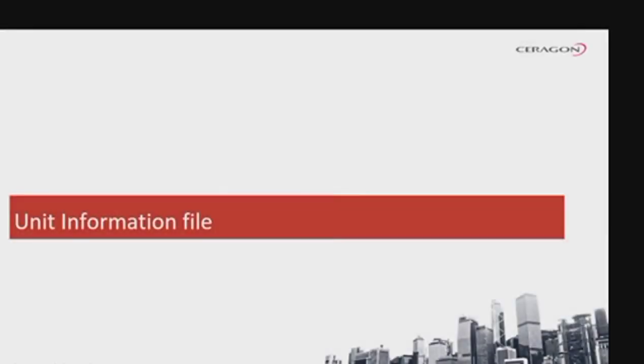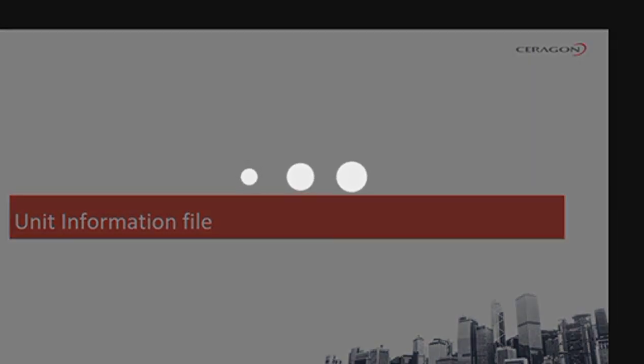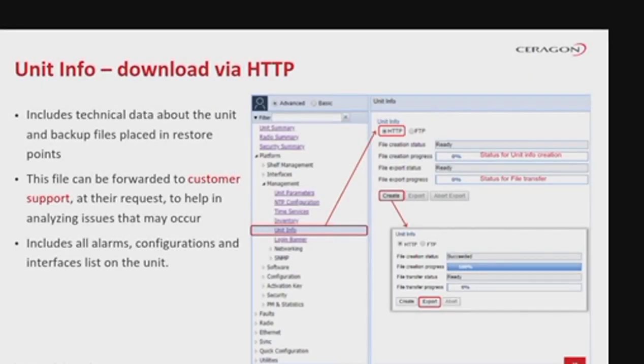In the following, we will present you the unit information file and how to download it using both HTTP and FTP protocols. The unit info file includes technical data about the unit and also backup files placed in restore points. This file can be forwarded to Ceragon customer support team at their request to help in analyzing issues that may occur. To generate the unit information file and download it using the HTTP protocol, do the following.